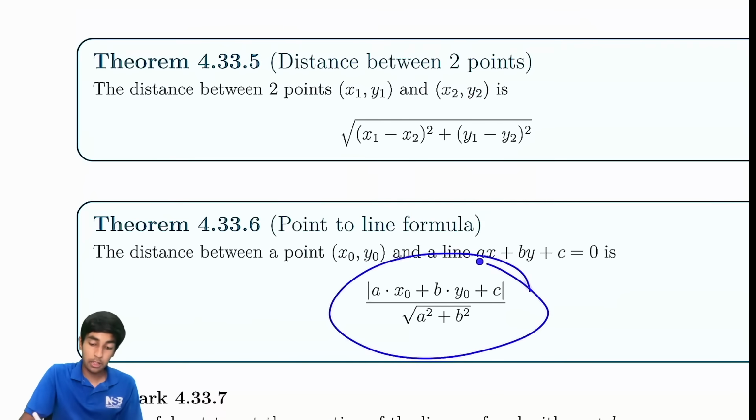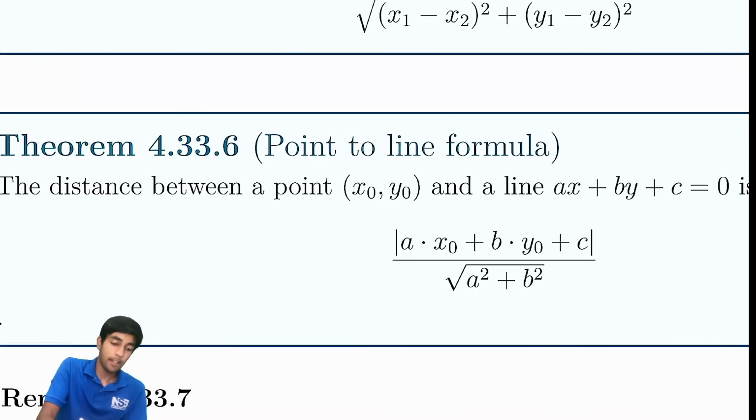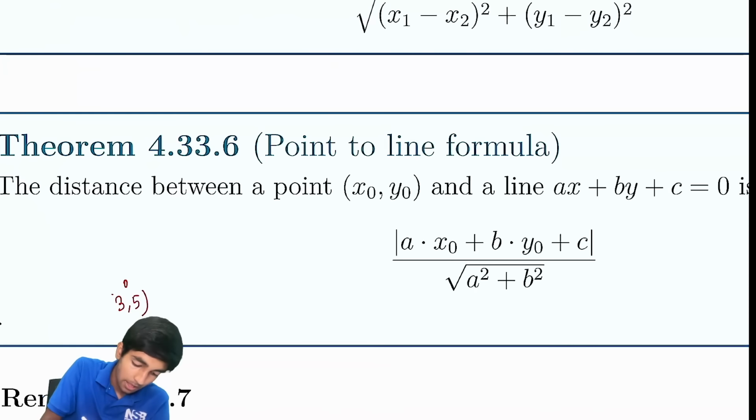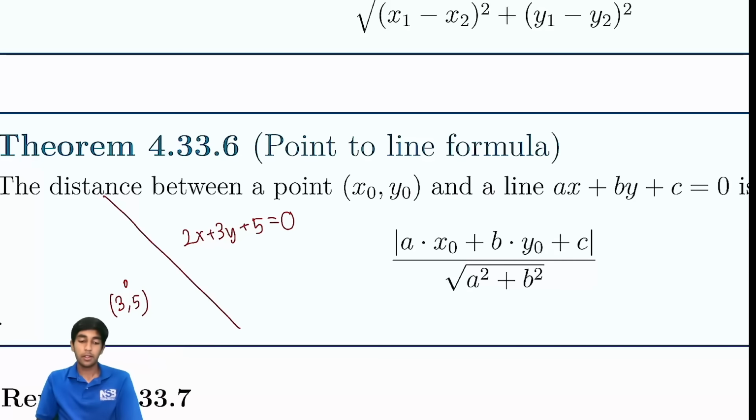And then this is the most unique one we're going to do here. Let's just take a quick example. Let's say you have a point, let's say (3, 5). And let's say you have a line, let's just say 2x + 3y + 5 = 0. Now, be very careful here, you write it in this form: ax + by + c. Never have it equal to 5. No, you're going to make a mistake. Always, if you're given any other form, make it that form: ax + by + c.